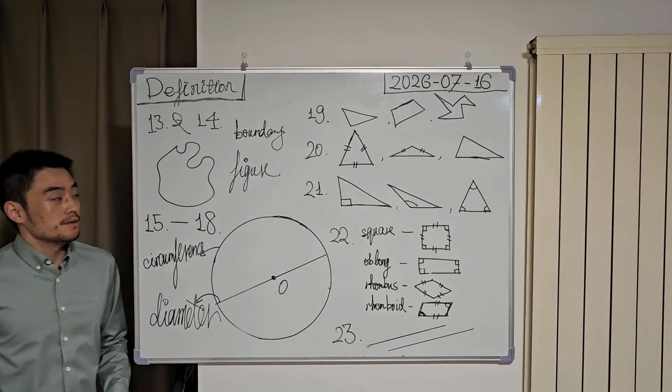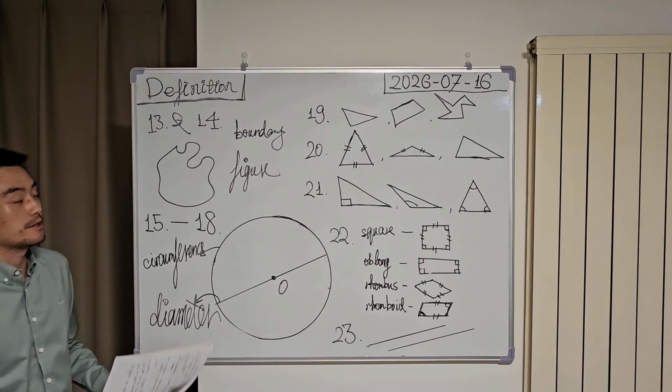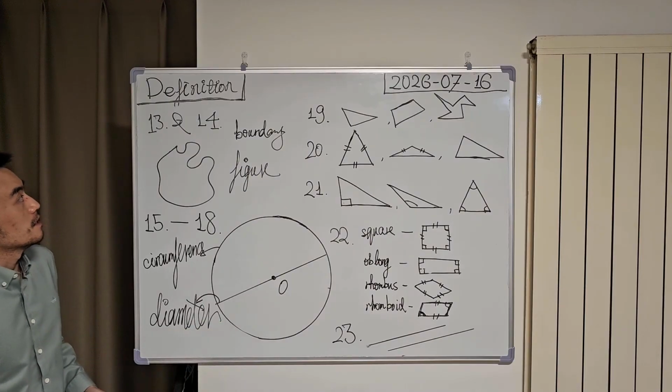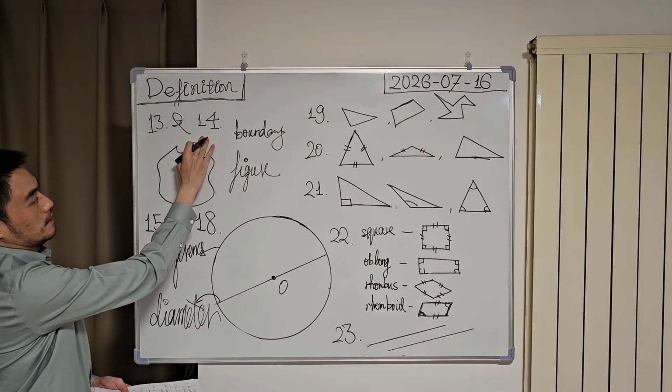Welcome back. So we are going to talk about the second half of the 23 definitions from the Elements Book 1. Okay? So at first, let's talk about definitions 13 and 14.